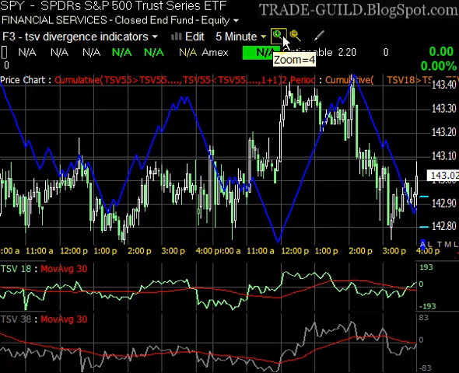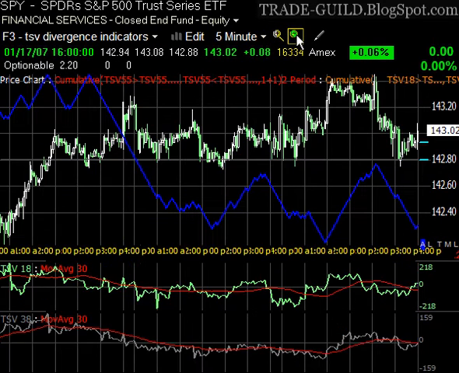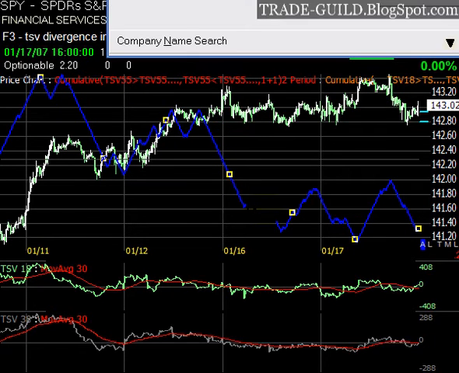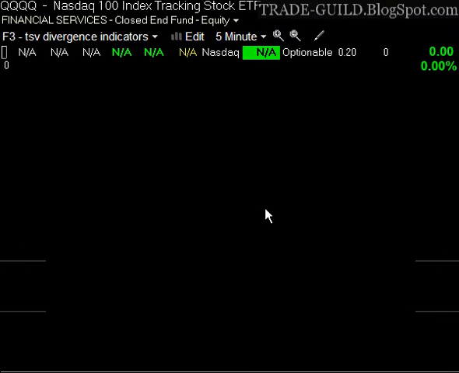We move to that 5-minute time frame, and what we see here is the failure of this bounce. Really, the indicator should be moving up over here with price. It's been moving down since the 11th over here, so it's basically telling us, I think, that this bounce is over for the spiders. I'm going to go through real quick, but not so much detail, to show you the same situation occurring here in the Qs.